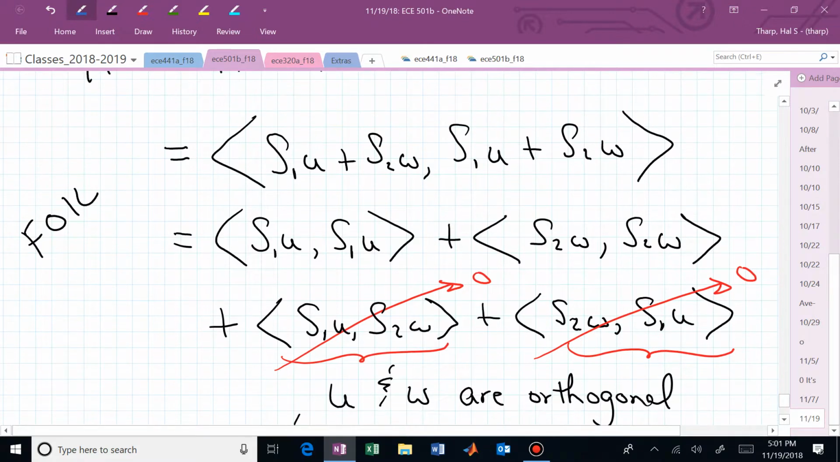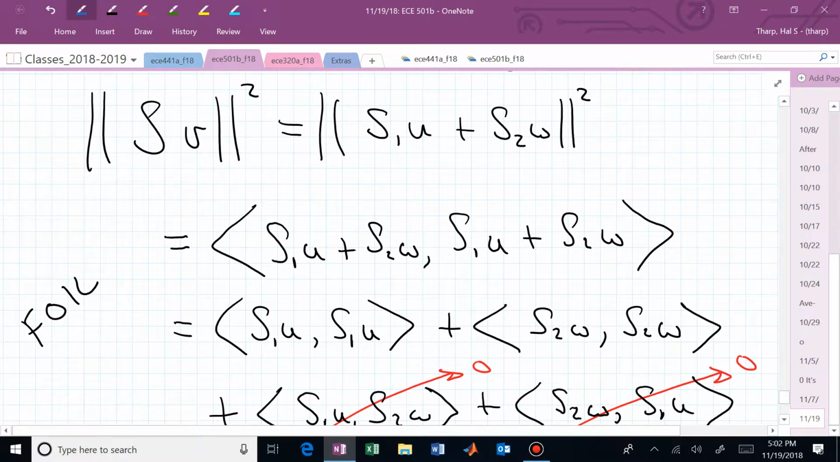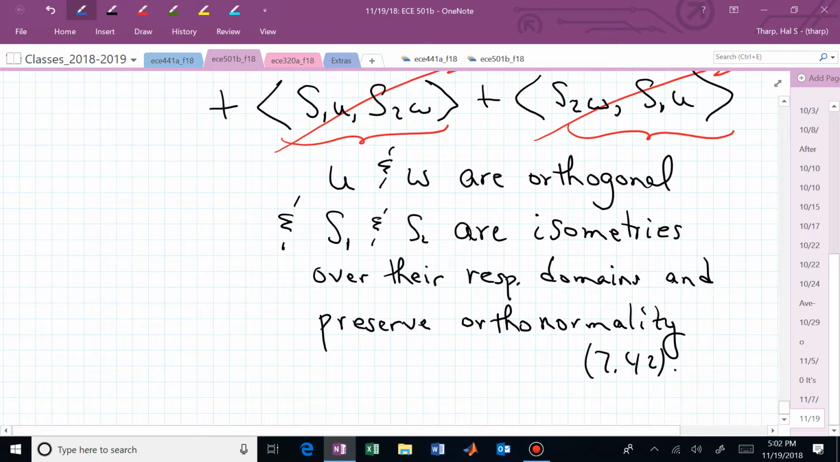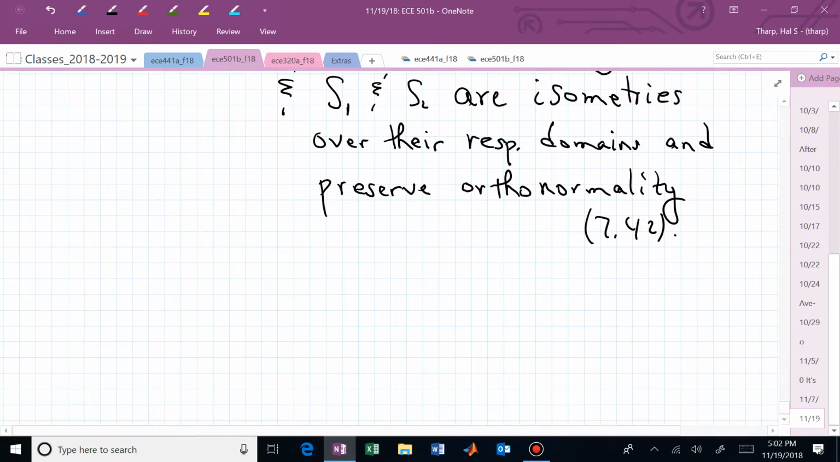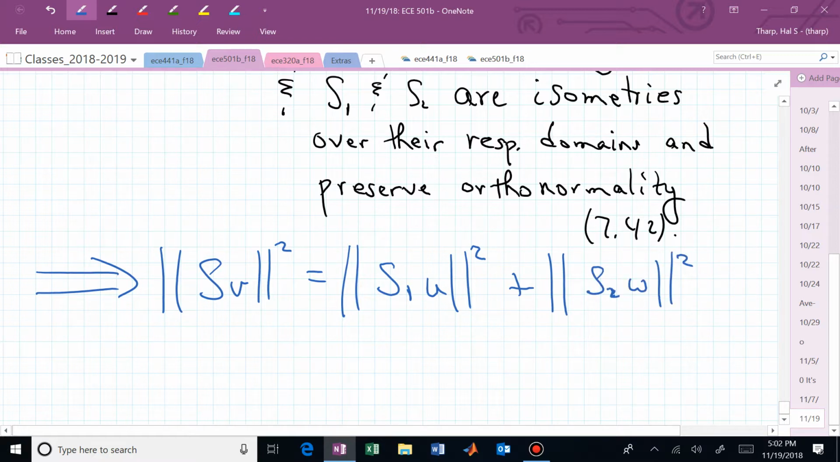And we're left now with the norm squared of SV being equal to these first and last inner products. Or we can now conclude, hopefully, that the norm squared of SV is equal to S1U norm squared plus S2W norm squared.